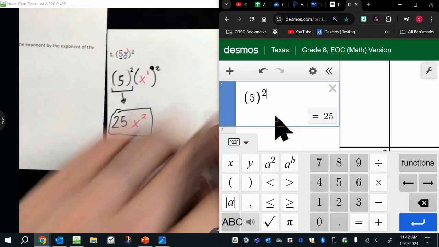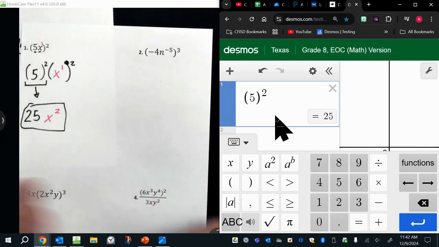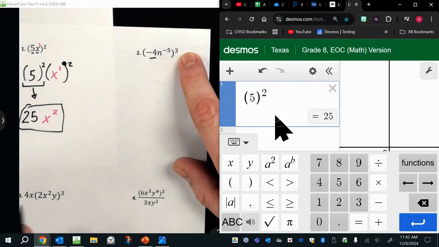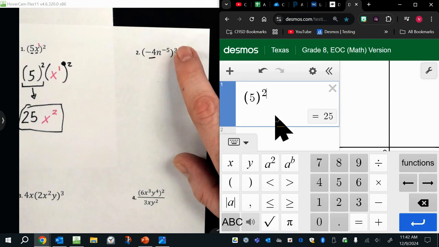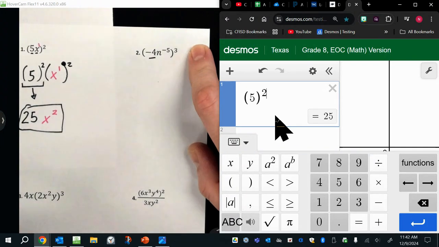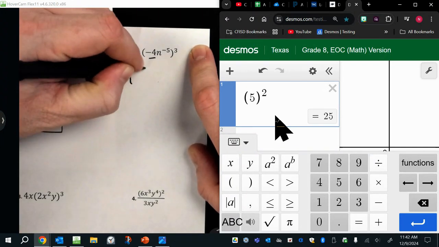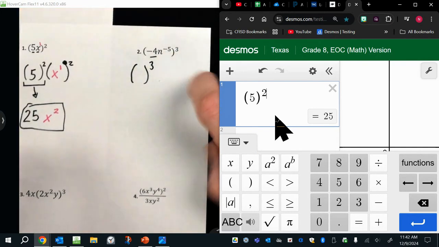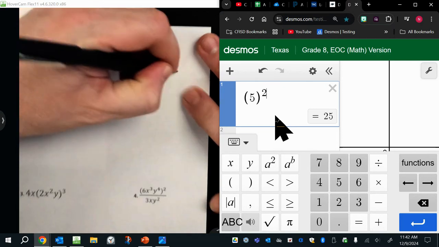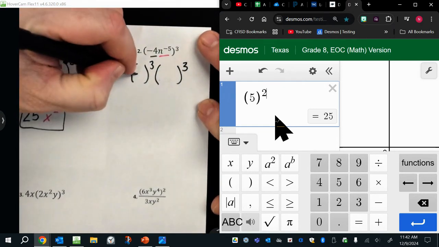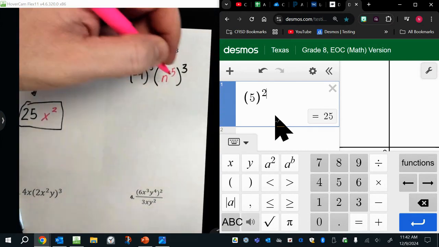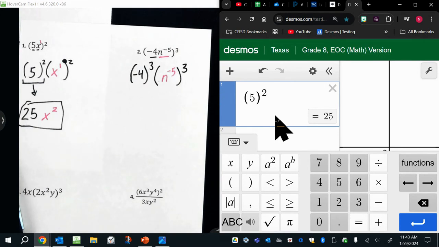All right, number 2. So here's how I look at this. I have a negative 4 raised to an exponent. And this is how you know: when you've got parentheses and a little number out there, that tells you that you're raising something to that many powers. So I'm going to put a parenthesis for the first thing, and I'm going to put this in parentheses for the second one. So I'm going to put the negative 4 in the first parenthesis and the negative 5 in this parenthesis.